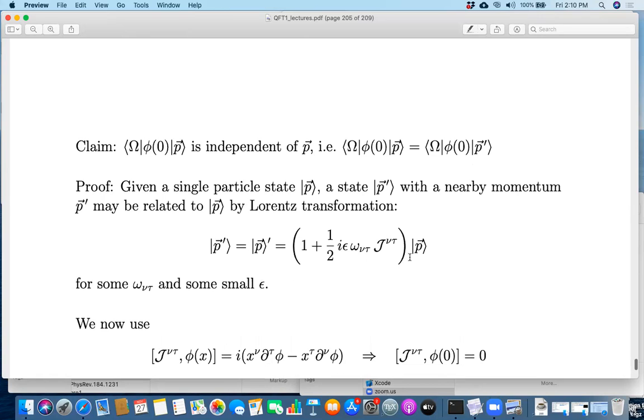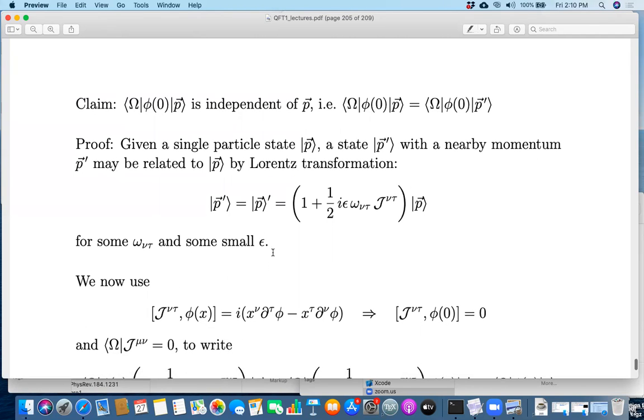So is this clear to everybody? That this relation that we derived yesterday, or do you want a reminder of how it came? Okay, since there is no response, I am assuming that it's clear to everybody. So let's now use this, and we'll use this to calculate this quantity, <Omega|phi(0)|p'>.